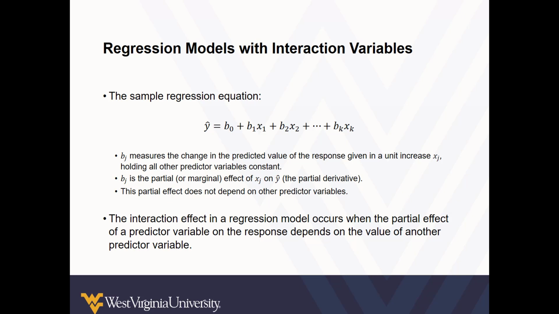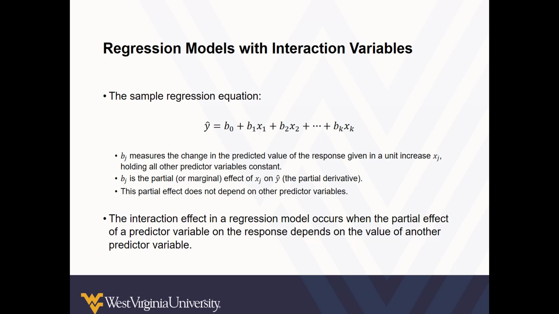B sub j is also the partial or marginal effect of x sub j on y hat. Not to get too calculus-y on you, but this is the partial derivative. And this partial effect is not dependent on other predictor variables.